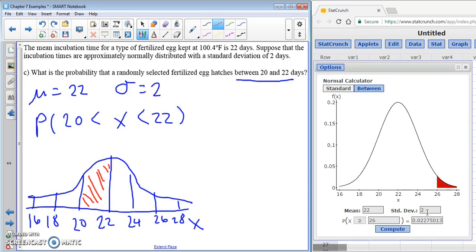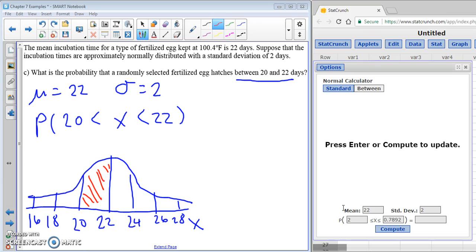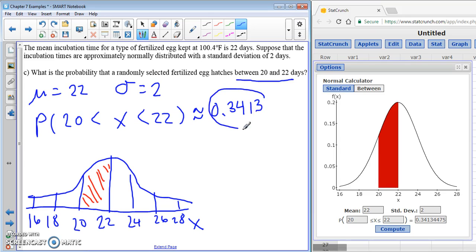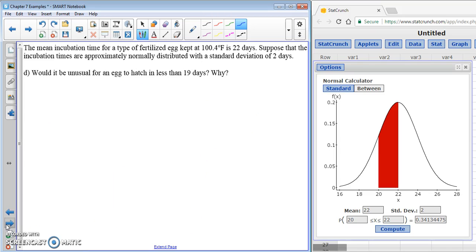Our mean is still 22, standard deviation is still 2, and we're going to go to between. You'll notice these copy over, so let's change these values: this is 20, and this one is 22, and we'll hit compute. Notice we get 0.3413, so that's pretty close to our 34% from the empirical rule. Remember, the empirical rule says approximately, so it gives us a rough gauge when we have values that are similar to what we're working with on the empirical rule.